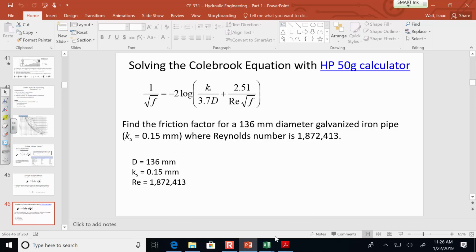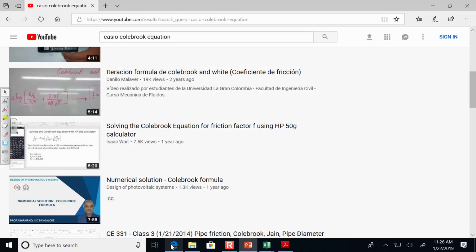And so I'm going to show you what I think is the best engineering calculator that's available. And just as an illustration of what it can do, there's an emulator that I downloaded that allows me to demonstrate on the screen how you'd solve the Colebrook equation with that HP 50G calculator, which is the one that I think is the best one.